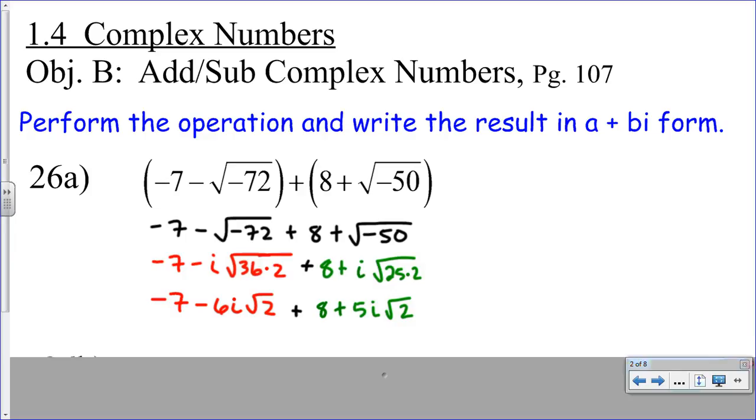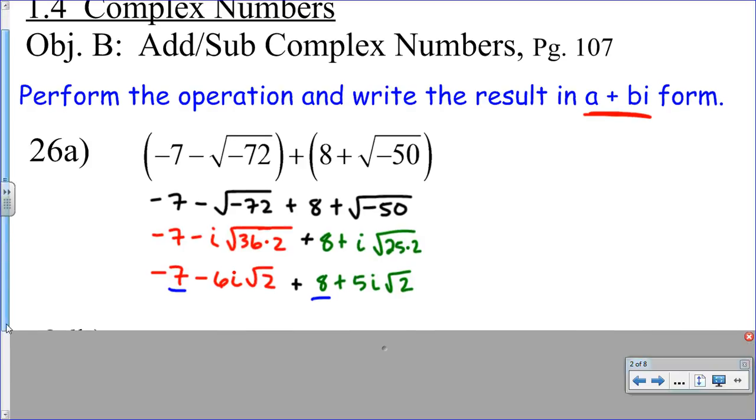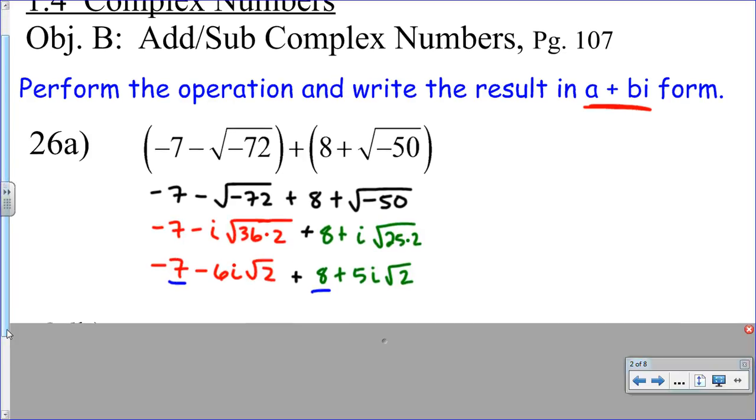Okay. Let's combine like terms. We have to write this in a plus bi form. So we need to combine our real parts. So the real parts are negative 7 and 8. So negative 7 plus 8 is 1. And then negative 6i plus 5i, negative 1i. And I also have like radicals. So I had to have i's and like radicals in order to combine those. So that's negative 1i or negative i radical 2.